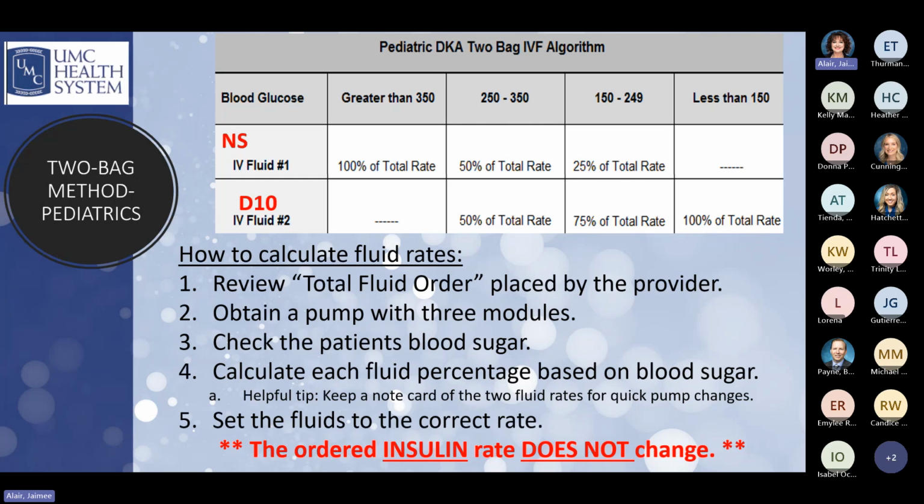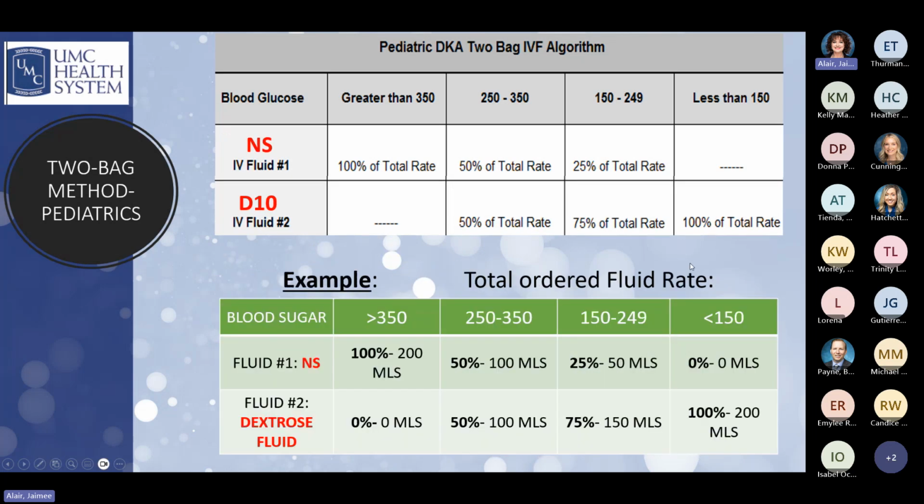When we're calculating the rates based on the blood sugar, there will be a total fluid ordered by the provider. So if it's 150, then we'll calculate each one of these at 100%, 50%, 25%, and so each one of these is pre-known. So as we're checking the sugar every hour, we can adjust the fluids as needed. Like I said, the insulin never changes. It stays at the same titratable or non-titratable rate.